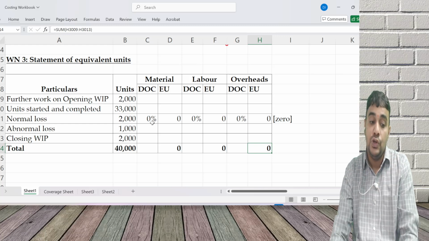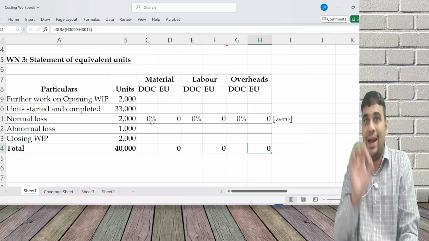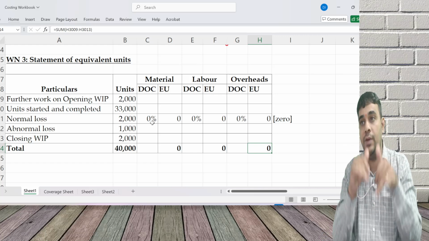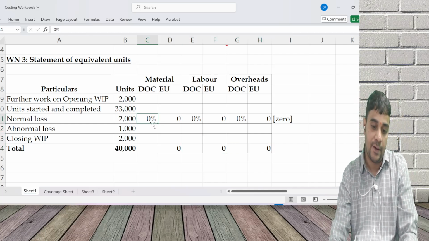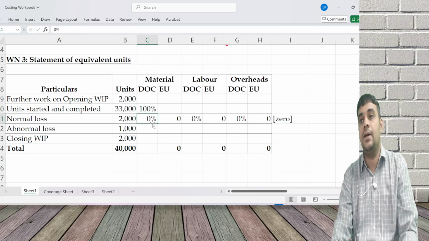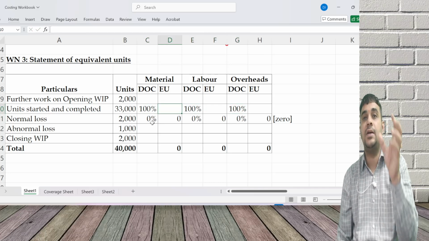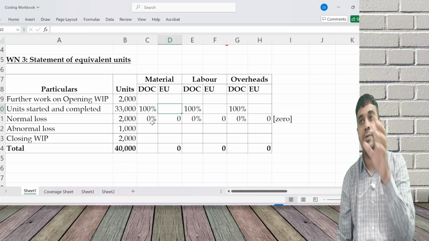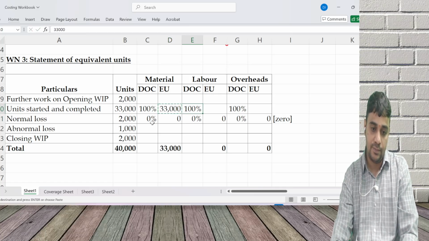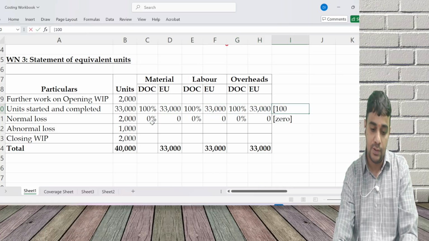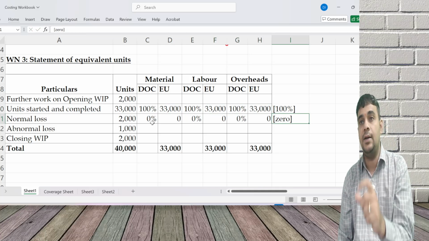Being in lesson mode, units started and completed means full work we have done in the current year. Full work started and completed will have a degree of completion of 100%. So equivalent units is 33,000 into 100%, 33,000 into 100%, 33,000 into 100%. So this is now 33,000, 33,000, 33,000.